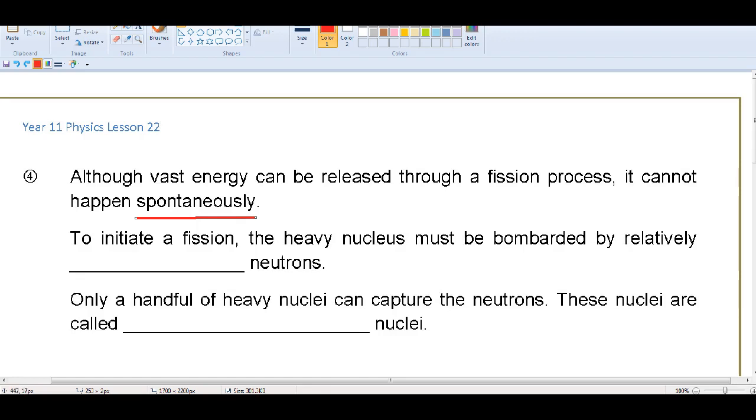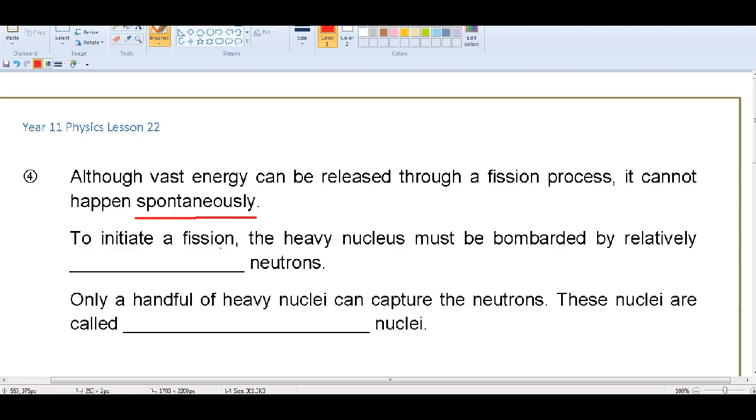Okay, the reason is that not all the neutrons can split up a uranium. It must be a certain type of neutron, and that type of neutron does not occur in our space. So that's why there will be some conditions for the fission to occur.